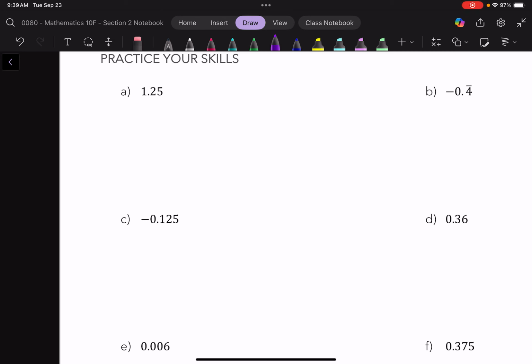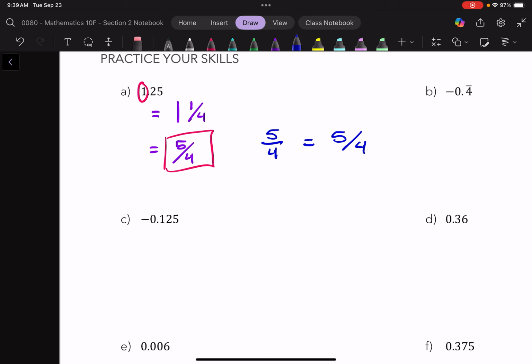So, question number 1, 1.25. My first step is converting that into a mixed fraction. So the 1 over here becomes the 1 in my mixed fraction. That 0.25, that's a sight fraction. 0.25 is the same as 1/4. And of course I wanted to convert my final answer to be improper, so I end up with 5/4. Please know that when I write fractions, writing them on top of each other and writing them sideways like this mean the exact same thing.